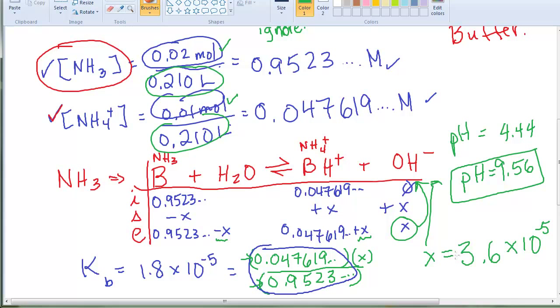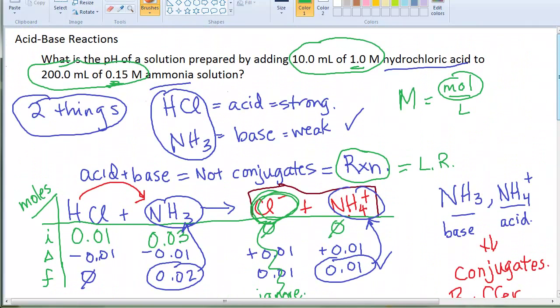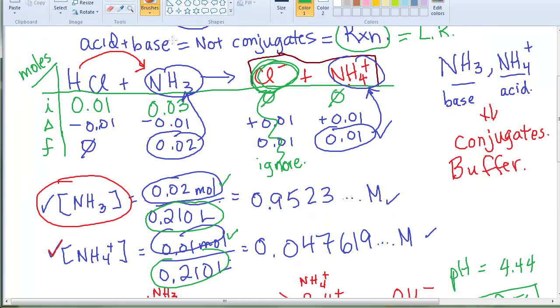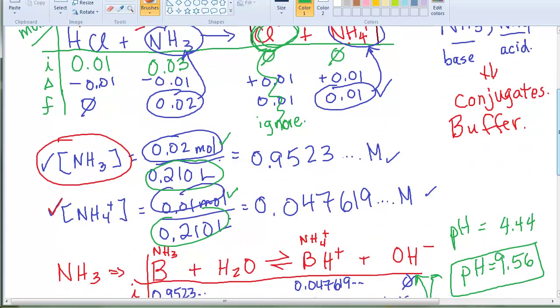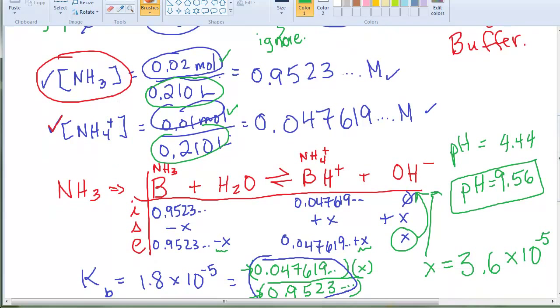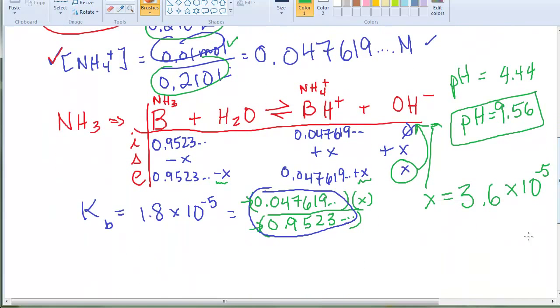So that's how I find the pH of the solution that starts with hydrochloric acid and ammonia. I run the chemical reaction until something is gone. That's a limiting reagent problem. I figure out what's left over at the end. I identify what's left over at the end as being a conjugate pair. So at that point it is either a weak acid or a weak base problem. I chose to do it as a weak base.